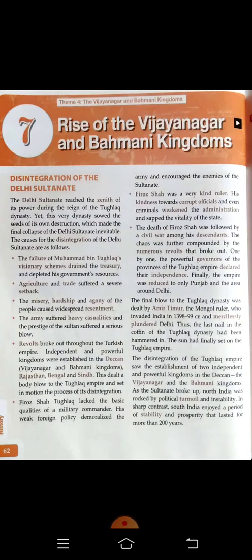The Delhi Sultanate reached the zenith, that means the highest point of its power, during the rule of the Tughlaq dynasty. Yet, this very dynasty sowed the seeds of its own destruction, which made the final collapse of the Delhi Sultanate inevitable, that means unavoidable. The causes of disintegration of the Delhi Sultanate are as follows. Already we have come across these points, but let us take a brief explanation from here.